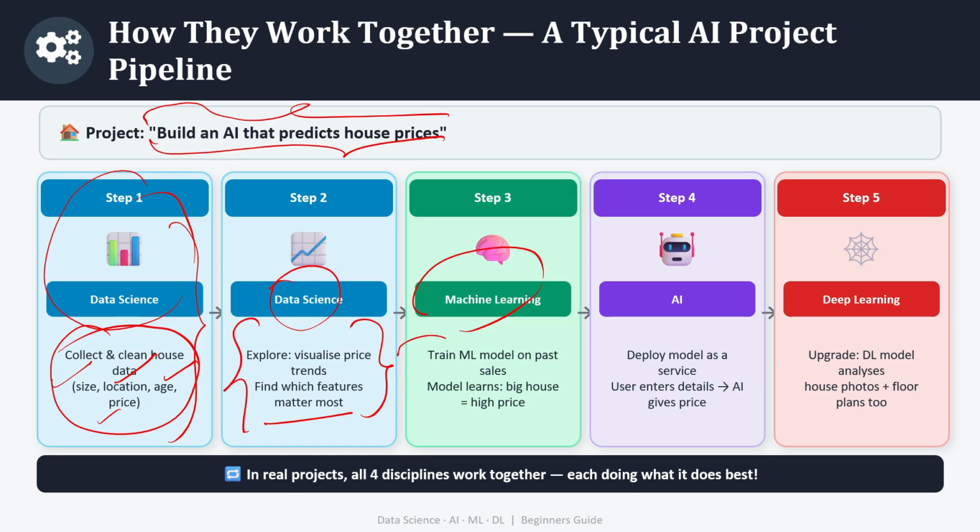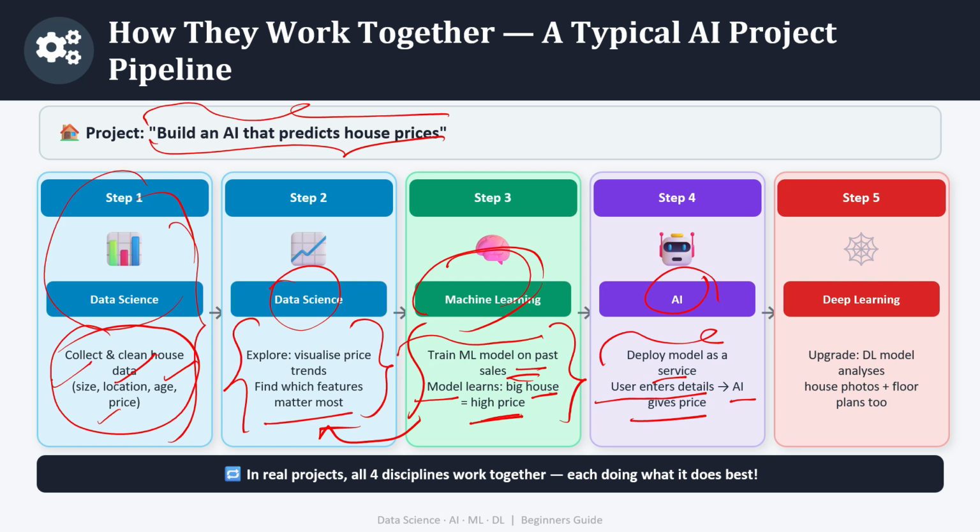Machine learning is to train an ML model on past sales. The model learns: big house, high price. That means it is learning from the data, and then doing certain kinds of predictions, like big house, high price. Then we have AI: deploy the model as a service. The user just enters the details, and based on that data, it gives the price of the particular flat.